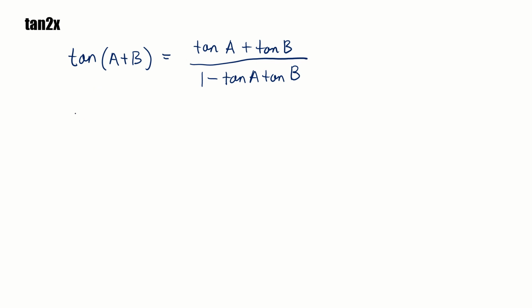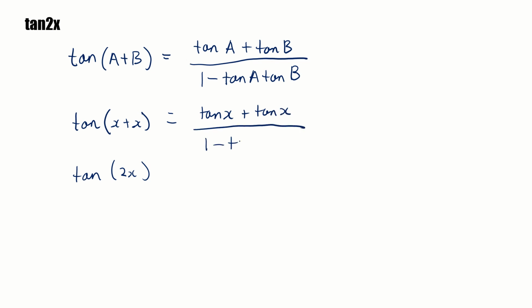Anyway, if we are making the a and the b both x, once again that's going to lead to tan of 2x on the left, but on the right-hand side we're going to end up with tan of x plus tan of x, all over 1 minus tan of x.